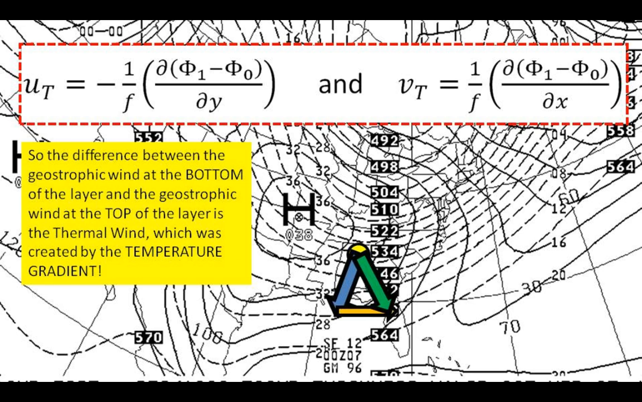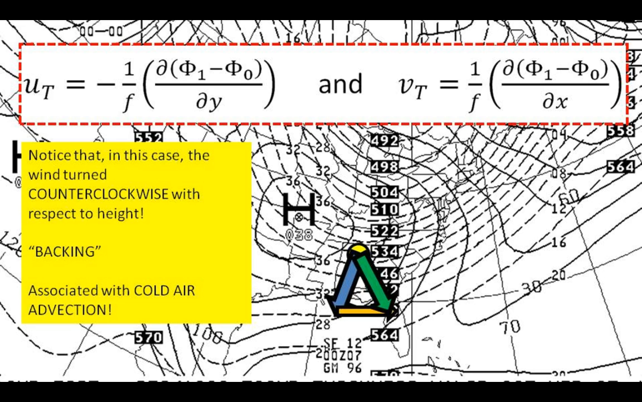Now, that is then what's being created by the temperature. That is a change in the geostrophic wind at different heights being caused by that temperature gradient here. And notice how the wind changed with respect to height. In this case, the wind was changing counterclockwise with respect to height. The winds down near the surface that were in blue are then, as we go up with respect to height, rotating counterclockwise. There's a vocabulary word here, backing. Backing is when winds change counterclockwise with respect to height.